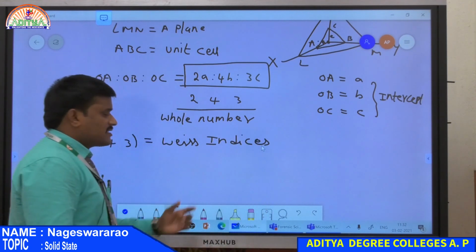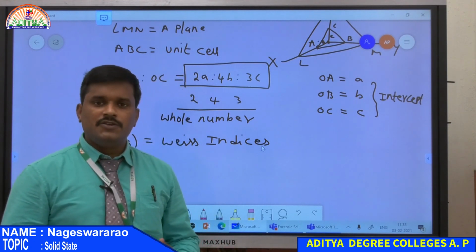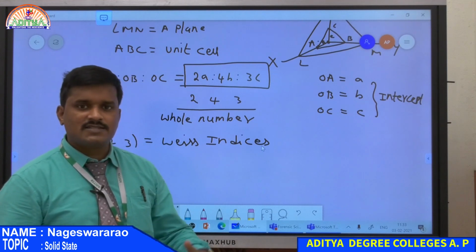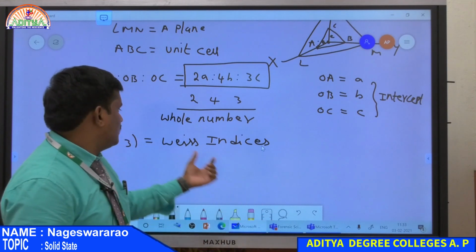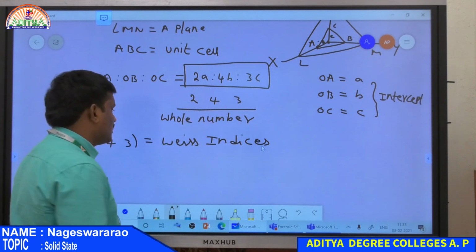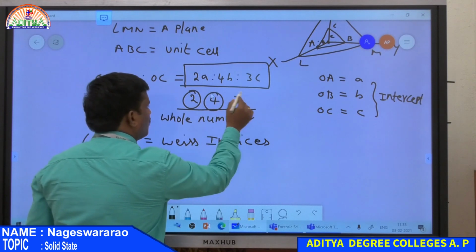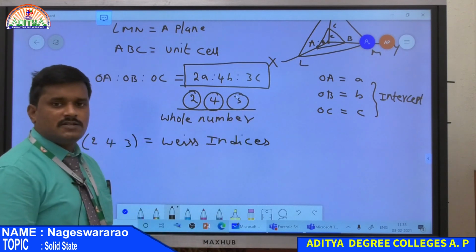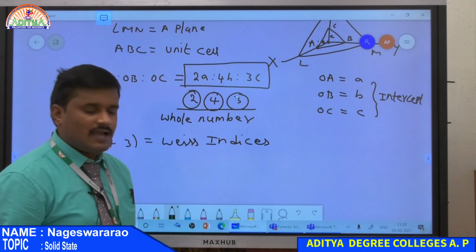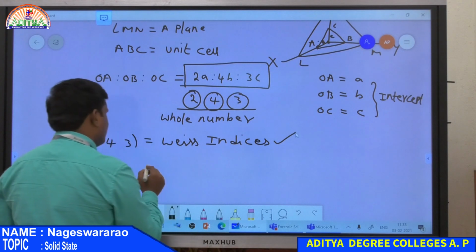So therefore the definition for Weiss indices is the coefficient of a unit cell along the XYZ axis, that is, the unit cell which cuts the coordinate axis at 2, 4, 3. So here the numbers 2, 4, 3 are nothing but Weiss indices. These coefficients are simply intercepts of the unit cell along the XYZ axis.